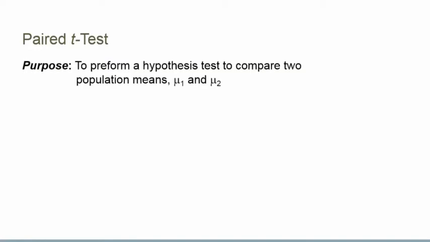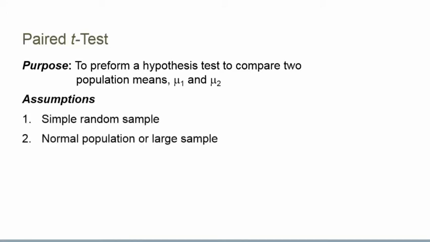Paired t-test. Purpose: to perform a hypothesis test to compare two population means mu sub 1 and mu sub 2. Assumptions: 1. Simple random sample. 2. Normal population or large sample.